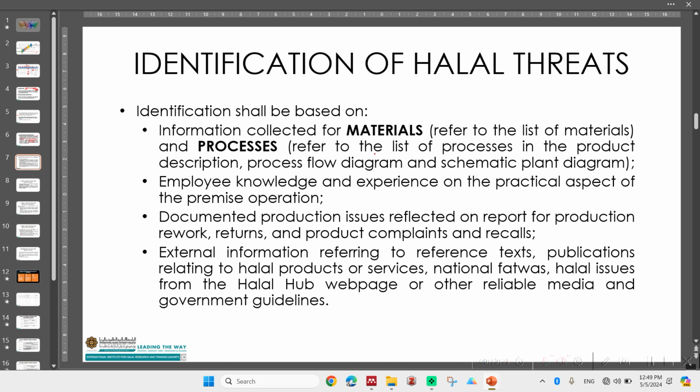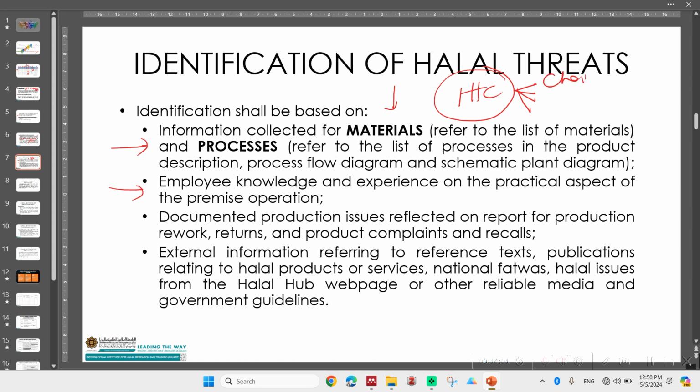When we talk about finding the halal threat in materials and processes, there are some requirements for us to obtain. The first thing, in the premise, in the production line, usually we will ask the opinion of an employee who has vast knowledge and experience of the processes. That's why, if we refer to the internal halal committee, there are a minimum of 4 individuals required in this committee.